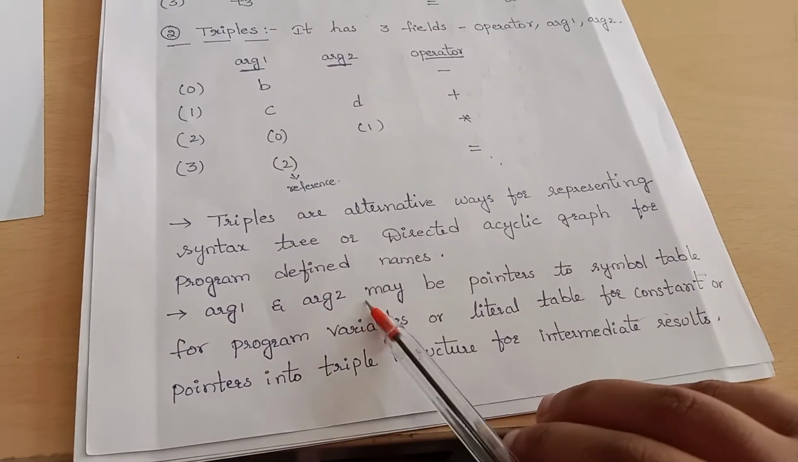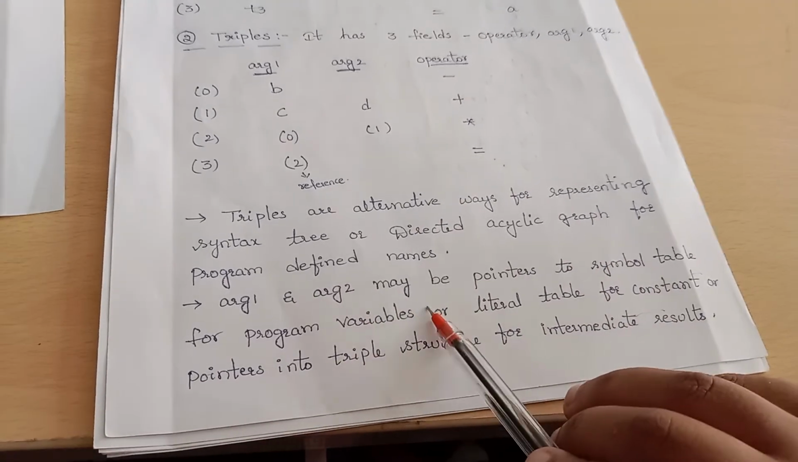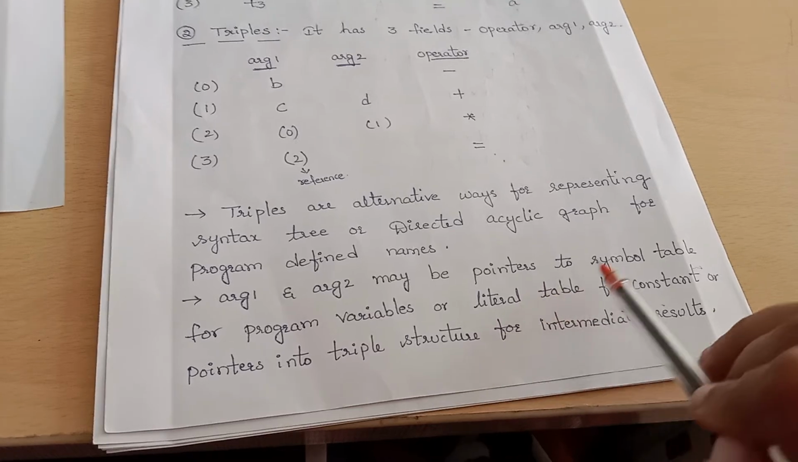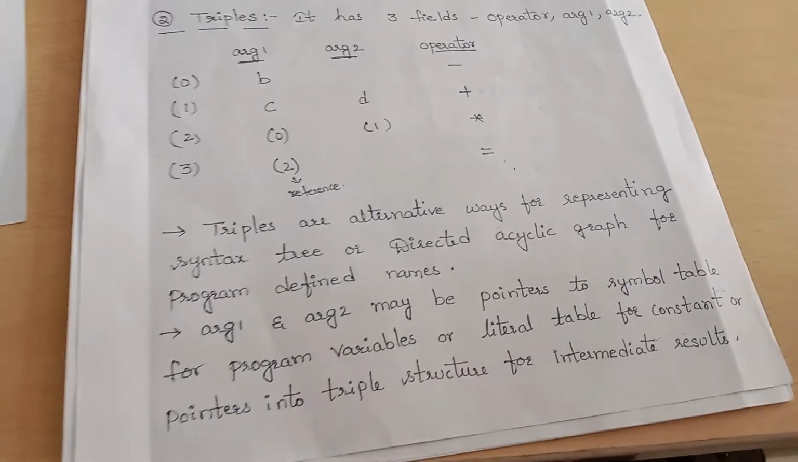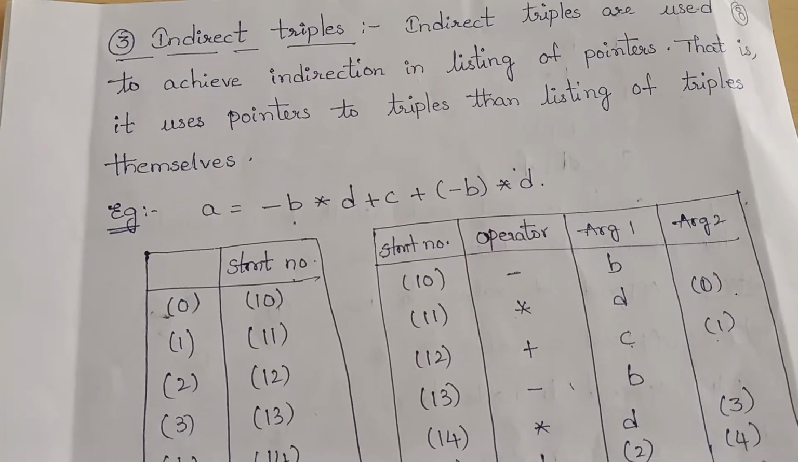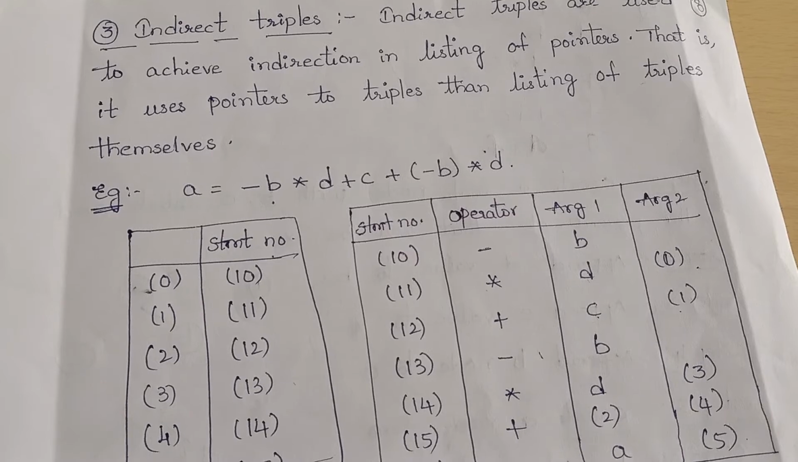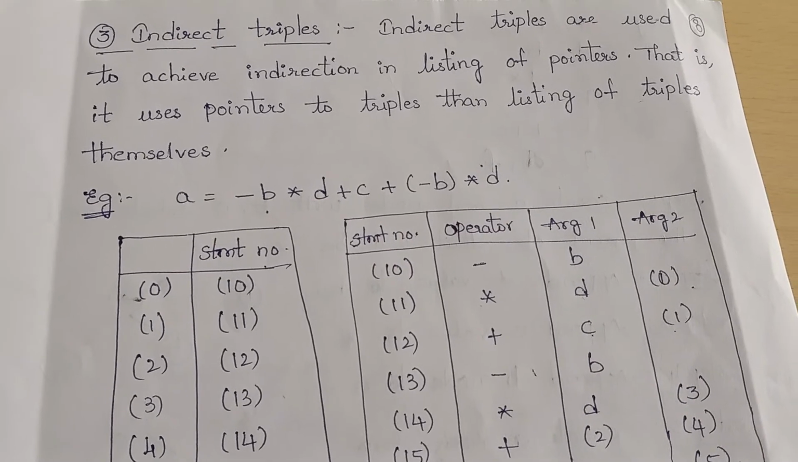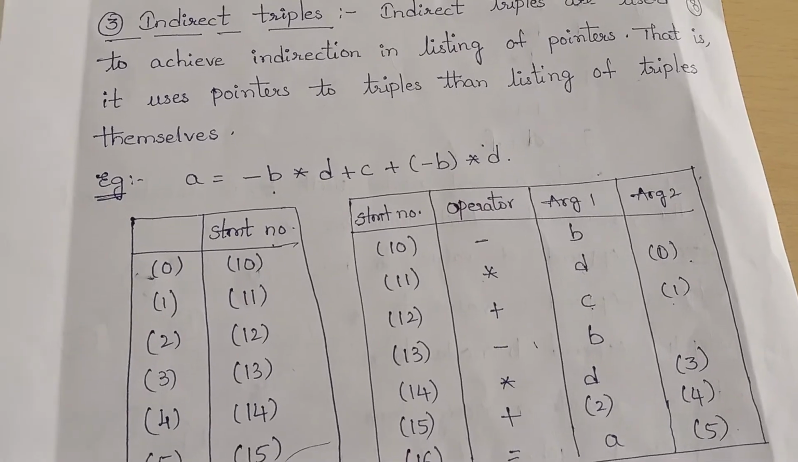So triples are alternative ways for representing syntax tree or directed acyclic graph for program defined names. Argument 1 and argument 2 may be pointers to symbol table for program variables or literal table for constants, or pointers into triple structure for intermediate results. Indirect triples. Indirect triples are used to achieve indirection in listing of pointers. That is, it uses pointers to triples rather than listing of triples themselves.